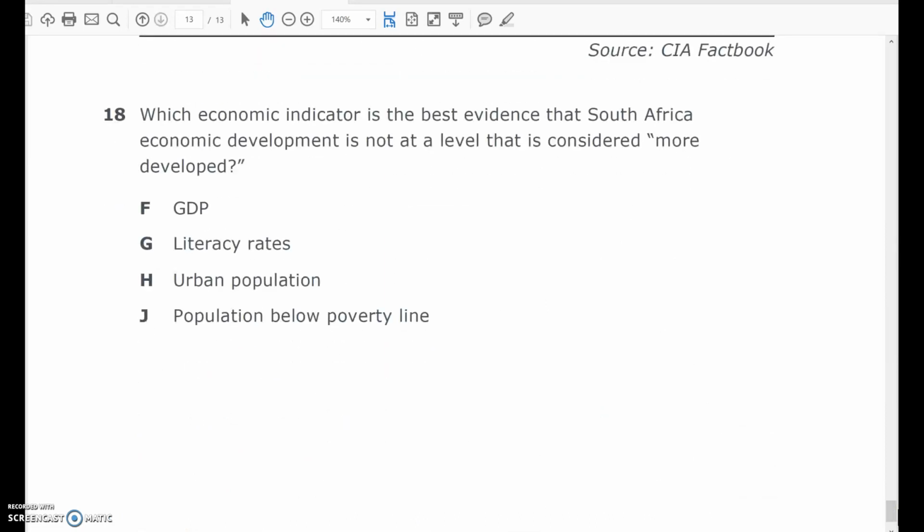Number 18. Which economic indicator is the best evidence that South Africa's economic development is not at a level that is considered more developed? F. GDP, G. Literacy rates, H. Urban population, or J. Population below poverty line.